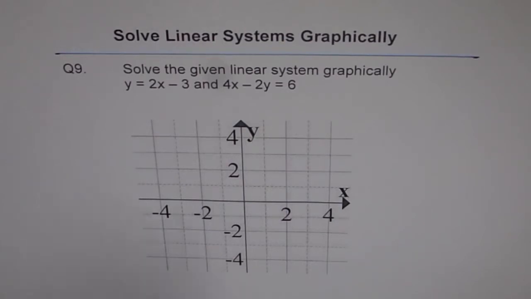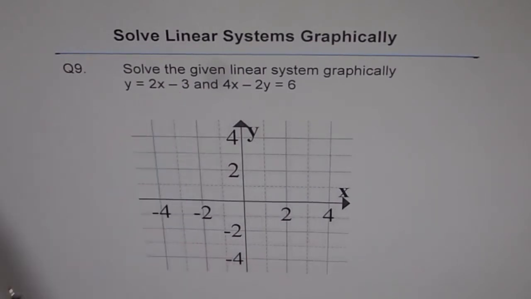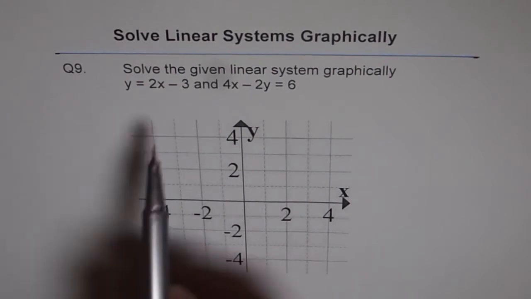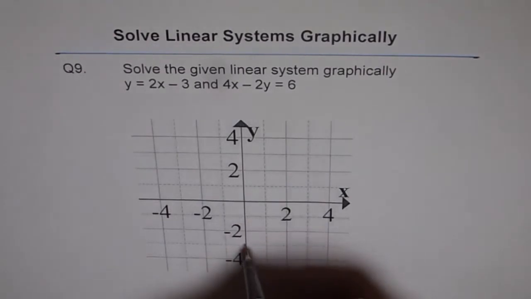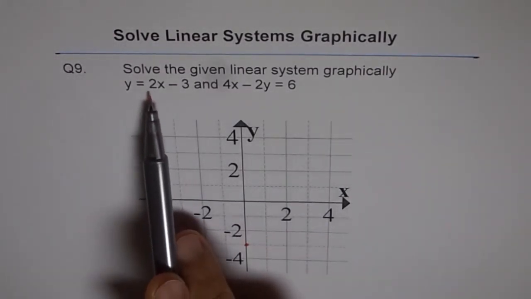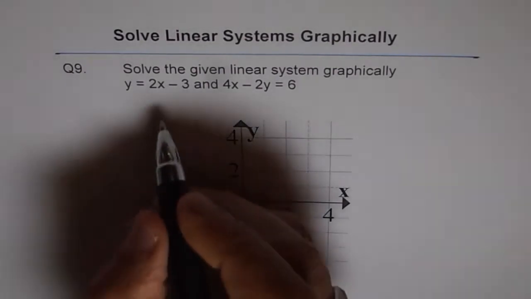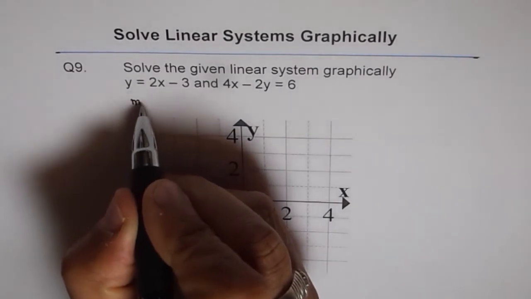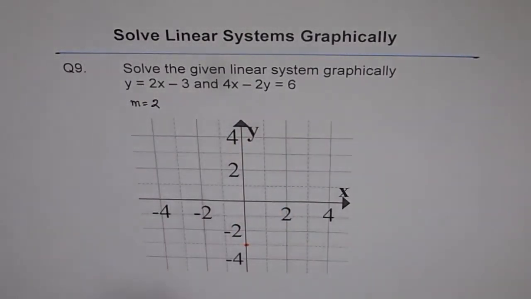lines, this first equation is in slope-intercept form. So we can use slope and intercept to sketch it directly on the graph. So minus 3 is the y-intercept. That's our first point. The second point uses the slope m, correct? m is 2, which is this value. So slope of 2 means rise of 2 and run of 1.